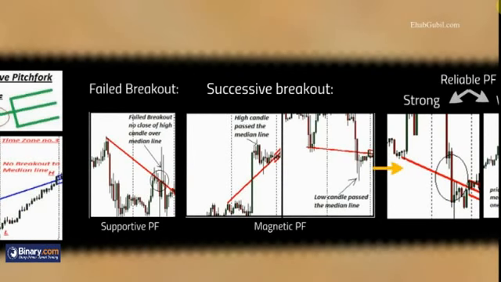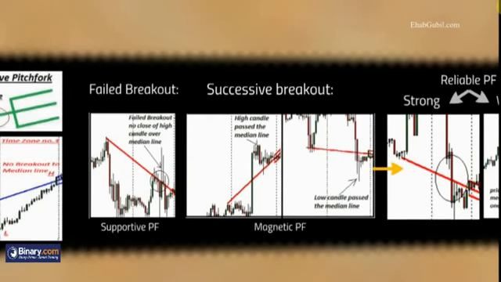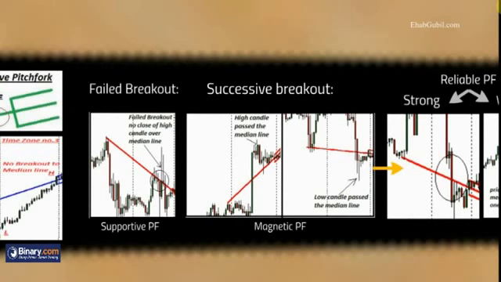Another main point we should understand is the successive breakout of the median line in magnetic PF, which is when a high or low candle breaks out the median line. It means a high or low candle passes the median line, whether a high candle in a bullish breakout or a low candle in a bearish breakout. Otherwise, we will consider this a supportive PF.